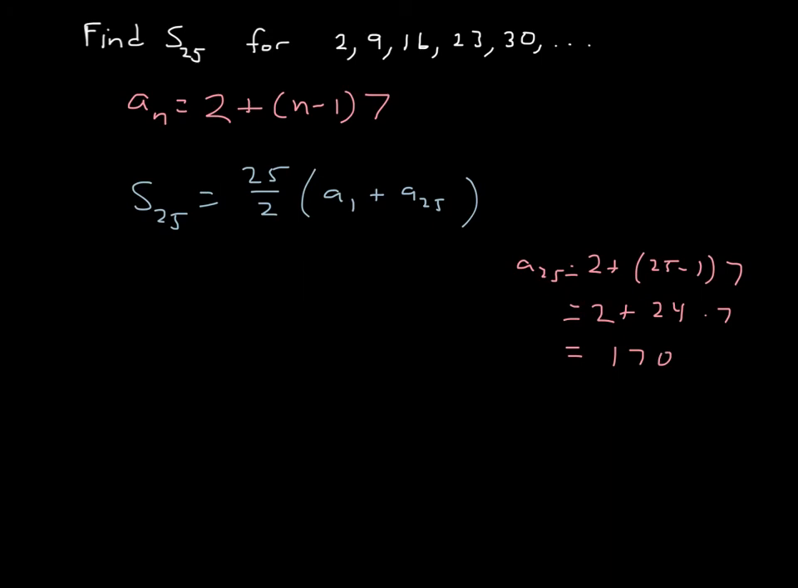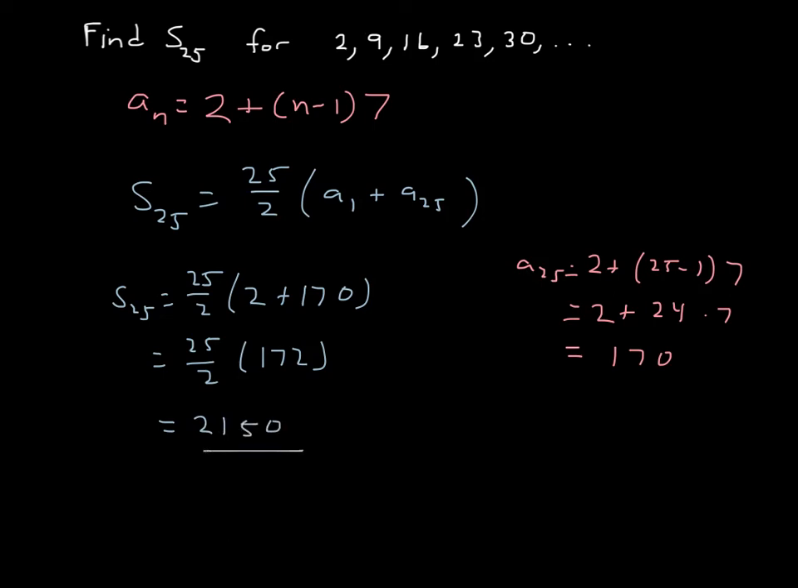So our 25th partial sum comes out to be S sub 25 equals 25 divided by 2 times 2 plus 170. So that'll be 25 over 2 times 172. And at that point, I just need to evaluate that. I can use the calculator, or I can do it by hand. Either one will work. These are not horrible numbers. And that will come out to be 2,150. So the sum of the first 25 values of this arithmetic sequence will be 2,150.